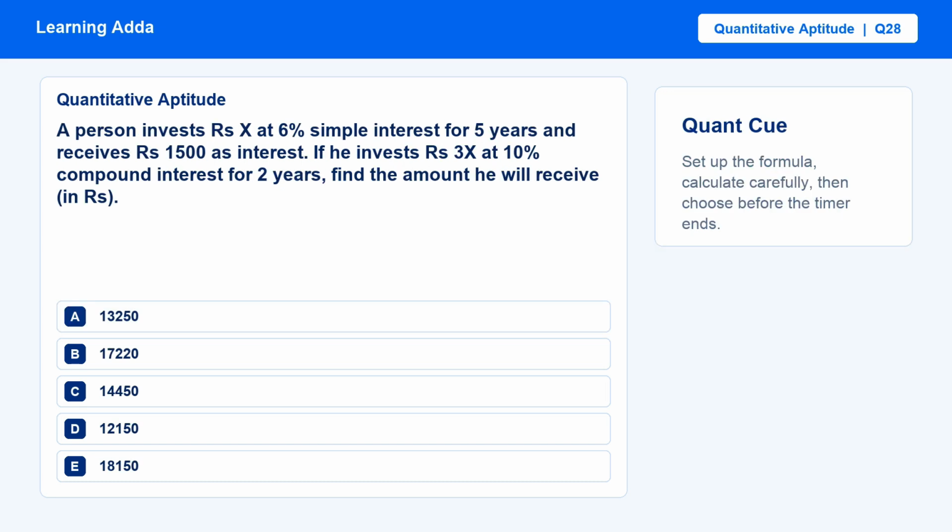Question 28. A person invests rupees X at 6% simple interest for 5 years and receives rupees 1500 as interest. If he invests rupees 3X at 10% compound interest for 2 years, find the amount he will receive in rupees. Option A 13250. Option B 17220. Option C 14450. Option D 12150. Option E 18,150. The timer starts now.